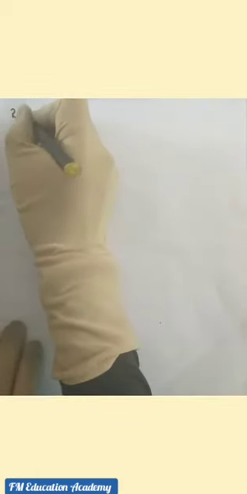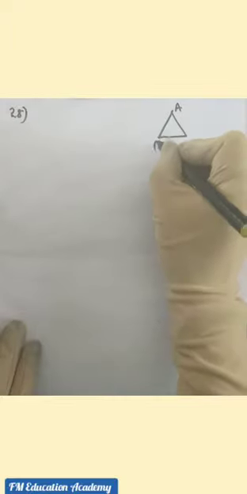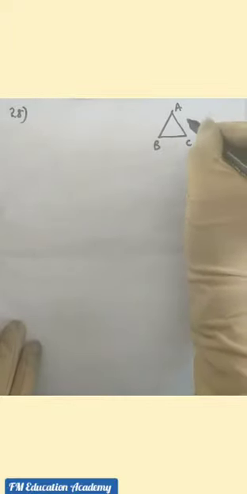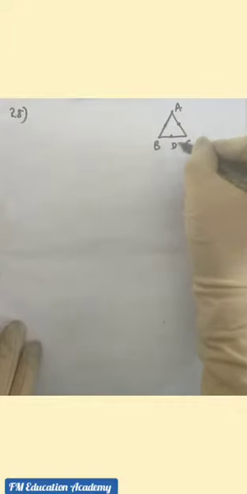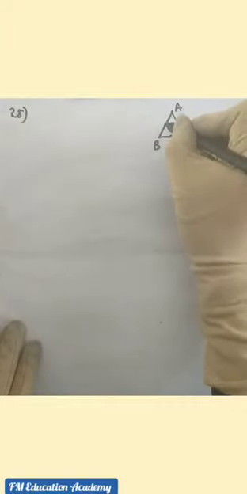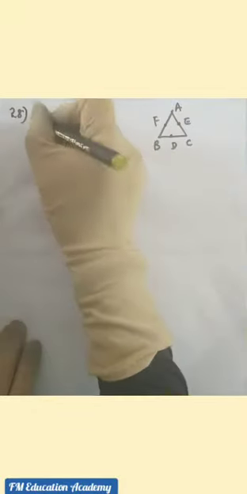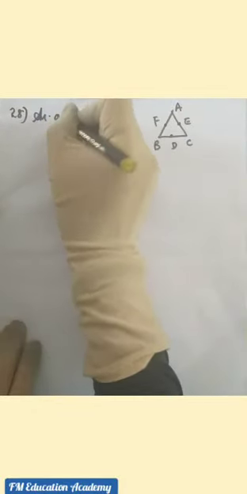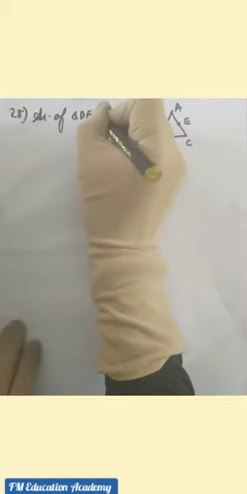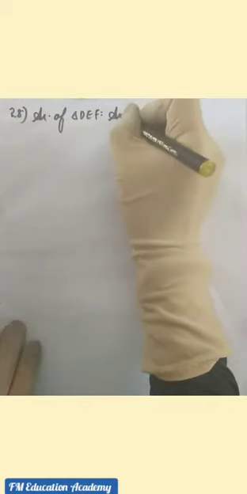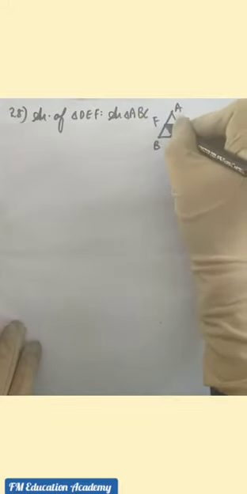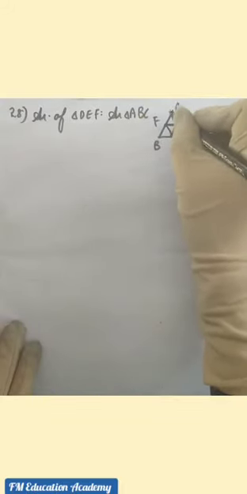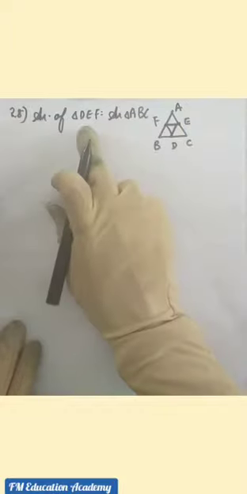Here it is given that we have a triangle ABC. The figure is not given, just the write-up is given. We have to draw the figure based on the write-up. It is telling that D is the midpoint of BC, E is the midpoint of AC and F is the midpoint of AB. And it is asking us to find the area of triangle DEF to the area of triangle ABC.